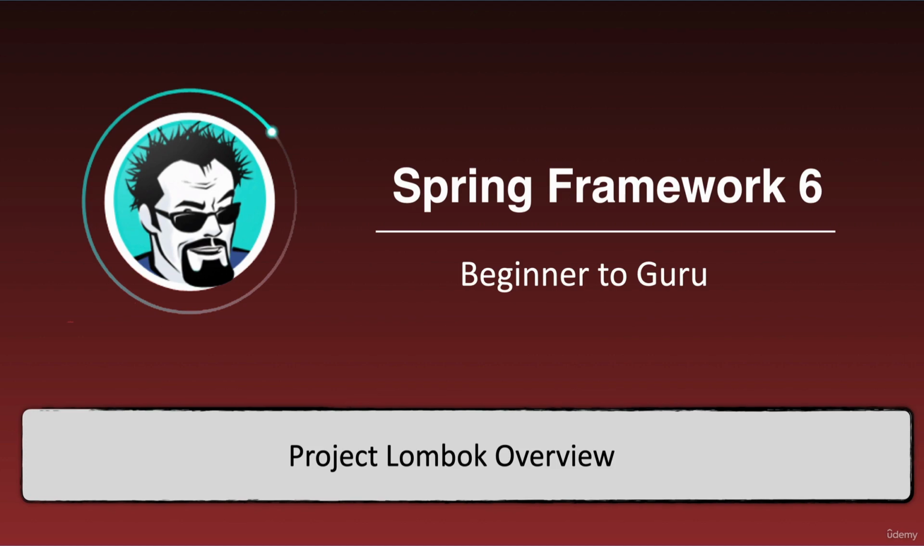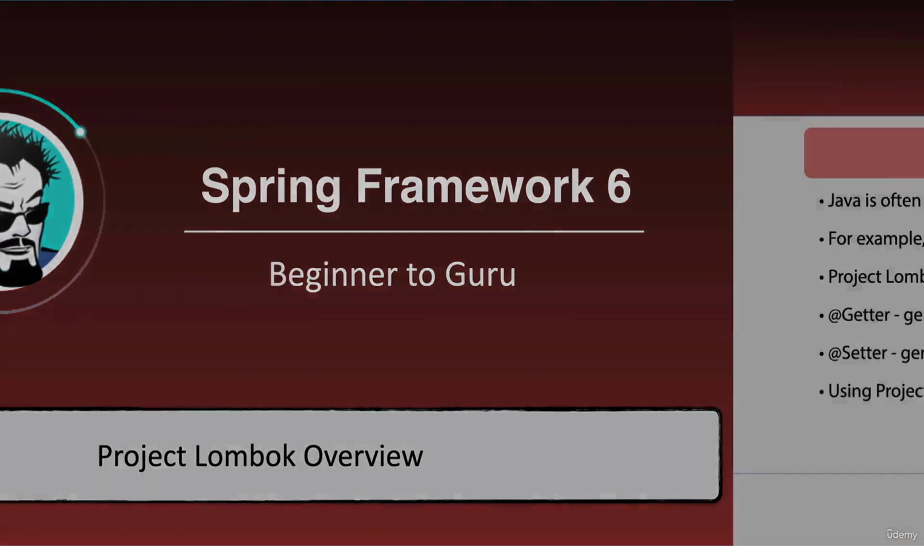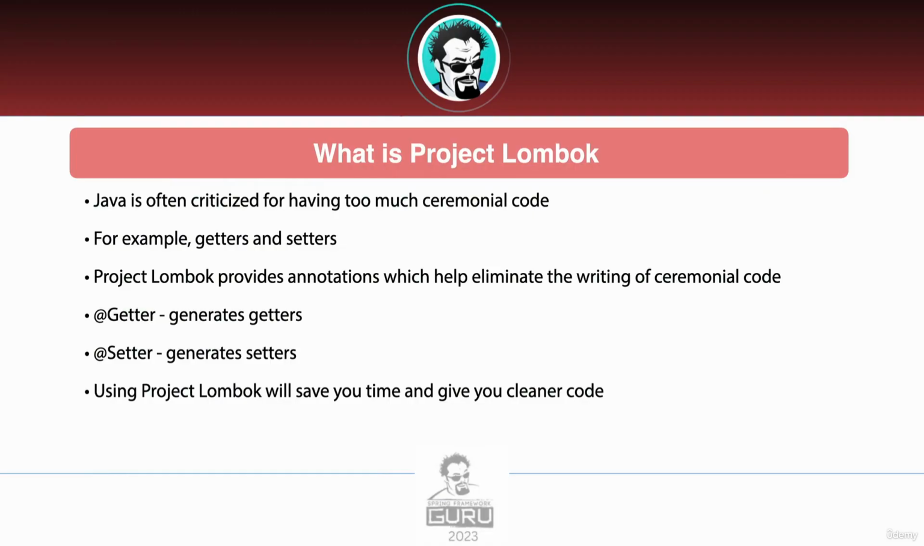In this video, I'm going to give you an overview of Project Lombok. One of the problems with the Java programming language is it's often criticized for having too much ceremonial code. For example, always having to write getters and setters. Other languages such as Groovy automatically provide those at runtime for us. They're like self-generated. But in Java, you don't have that. You still have to manually write them.